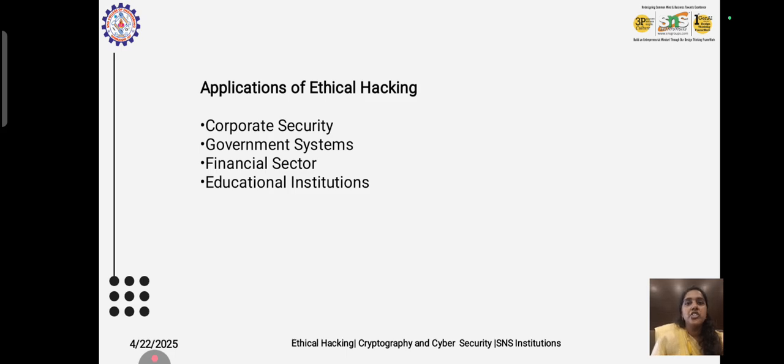Let us see in detail. Corporate security: testing the resilience of enterprise IT infrastructures. Next is government systems. In the case of government systems, it is used for protecting national security data and digital assets.